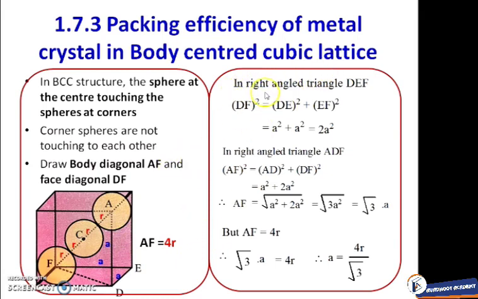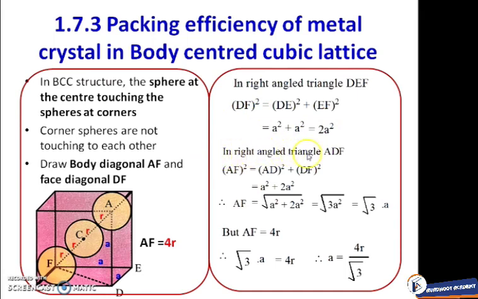Now first of all, consider the right angle triangle DEF. So DEF is a right angle triangle. According to Pythagoras theorem, DF square equals DE square plus EF square. But DE is equal to a, and EF is also equal to a, therefore a square plus a square, that is equal to 2a square. So DF square is equal to 2a square.